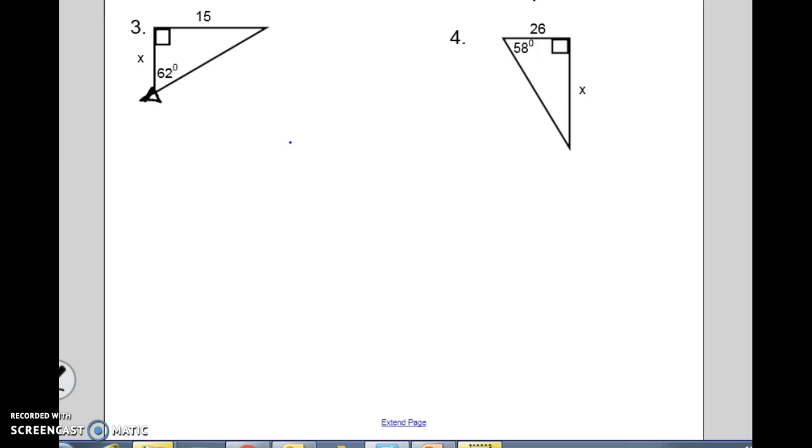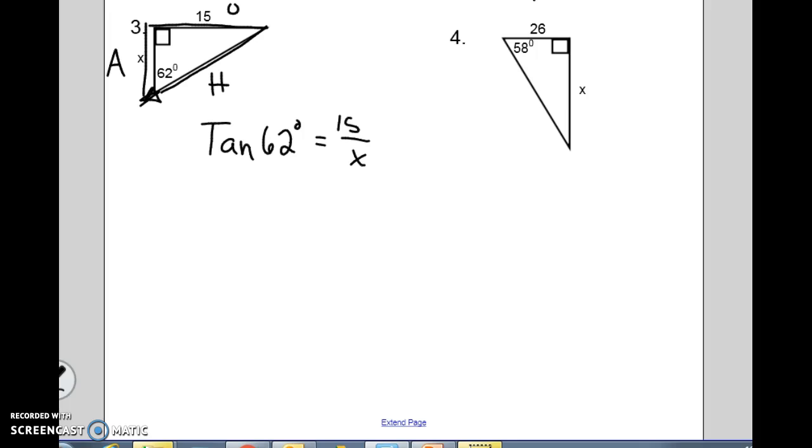So we're starting at 62. What would I call this side right here? Hypotenuse. This side? Adjacent. Good. This side? Opposite. So it's going to be the tangent of 62 degrees is equal to whatever my opposite side is over whatever my adjacent side is. Remember, we multiply by whatever is on the bottom, so these cancel out.